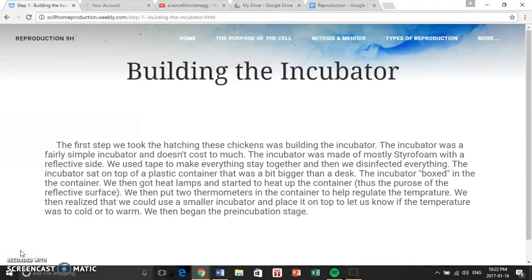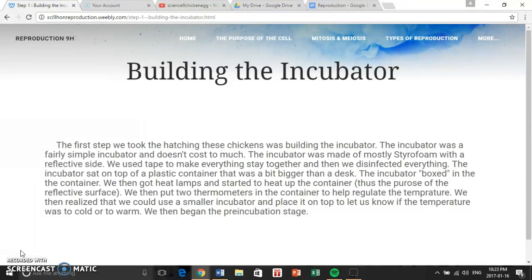For the incubator, we got a big Tupperware bin, you could say, and covered it with a styrofoam box. We had an open flap in the front so we could shine a light into it there. The inside of the styrofoam had a reflective surface that we could shine lights on and it would reflect the heat back into the Tupperware bin.